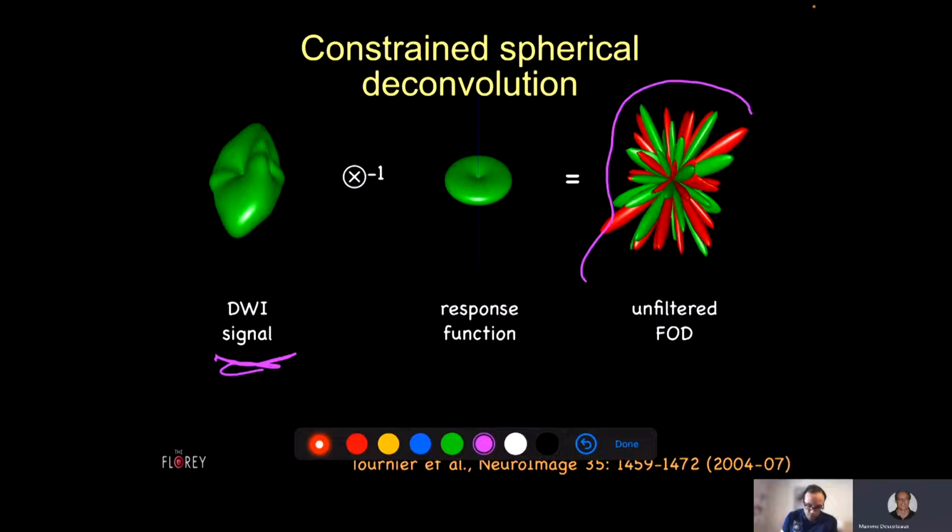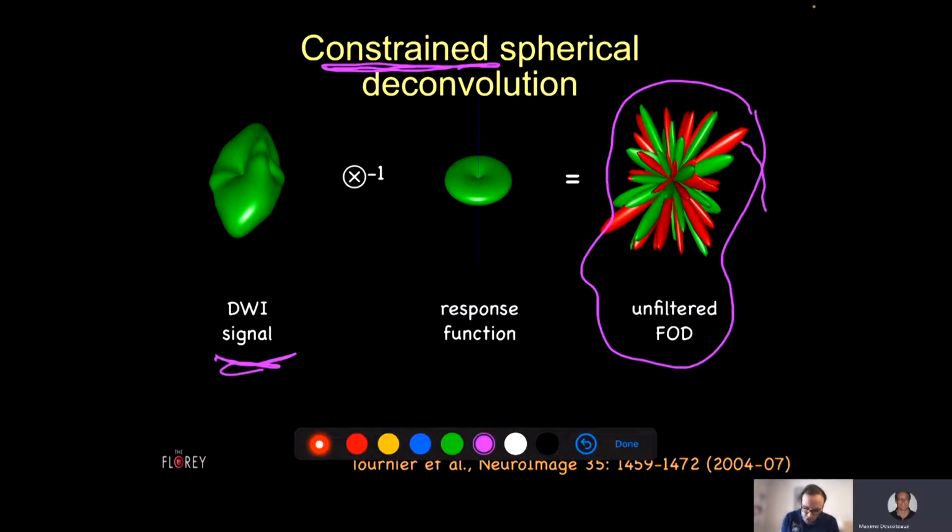If we're not careful, this is an extremely noisy process. So we tend to enhance high frequencies. And if we enhance fiber frequencies and we divide by things, we tend to accentuate noise. So if we don't do the constrained version, hence the acronym CSD for constrained spherical deconvolution, if we do the unfiltered version, this is just a catastrophe.